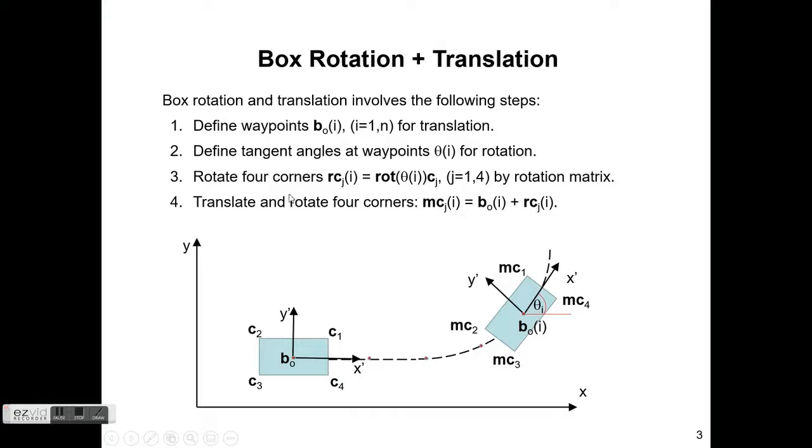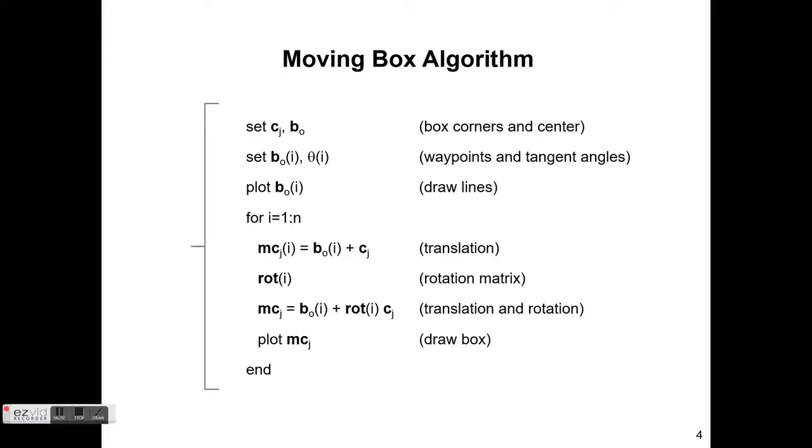And then you have to rotate the corner points by using this rotation matrix. I'm going to show you in MATLAB this rotation matrix. And then you define these moving points, 1, 2, 3, 4, the 4 corner moving points, by adding the translation to the rotated coordinates, right? By doing so, you will move the box, and also rotate the box. So this is the pseudocode. You can translate this into a MATLAB program.